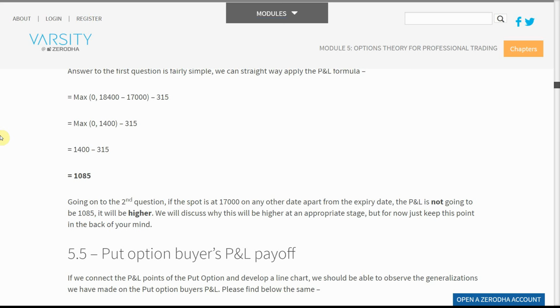Going on to the second question. If the spot is at 17,000 on any other date apart from the expiry date, the P&L is not going to be 1085. It will be higher. We will discuss why this will be higher at an appropriate stage. But for now, just keep this point in the back of your mind.